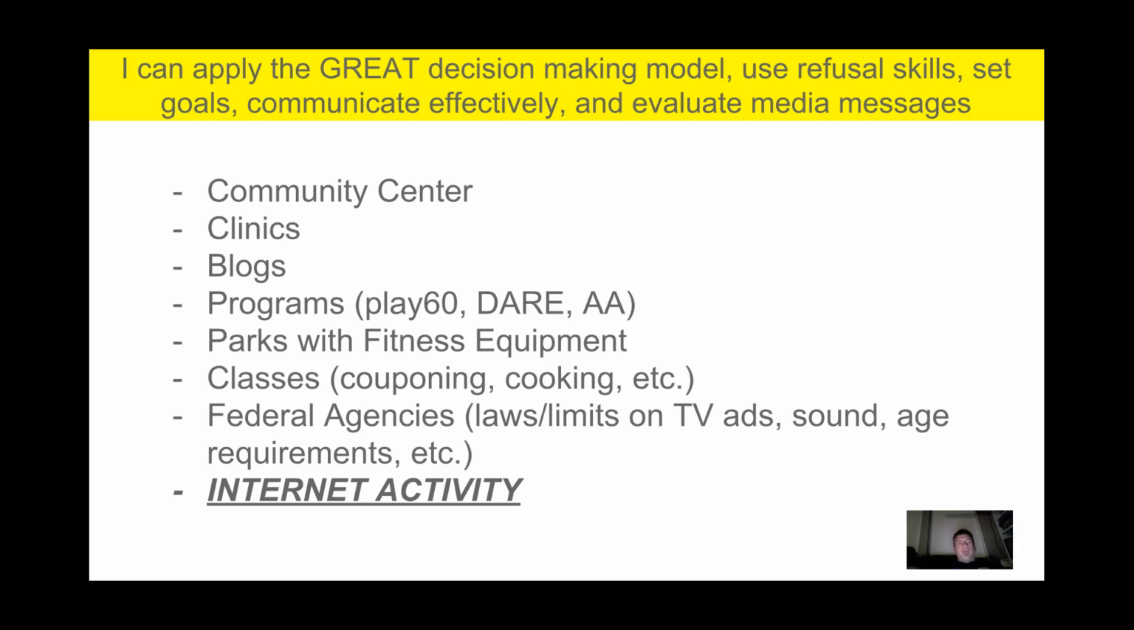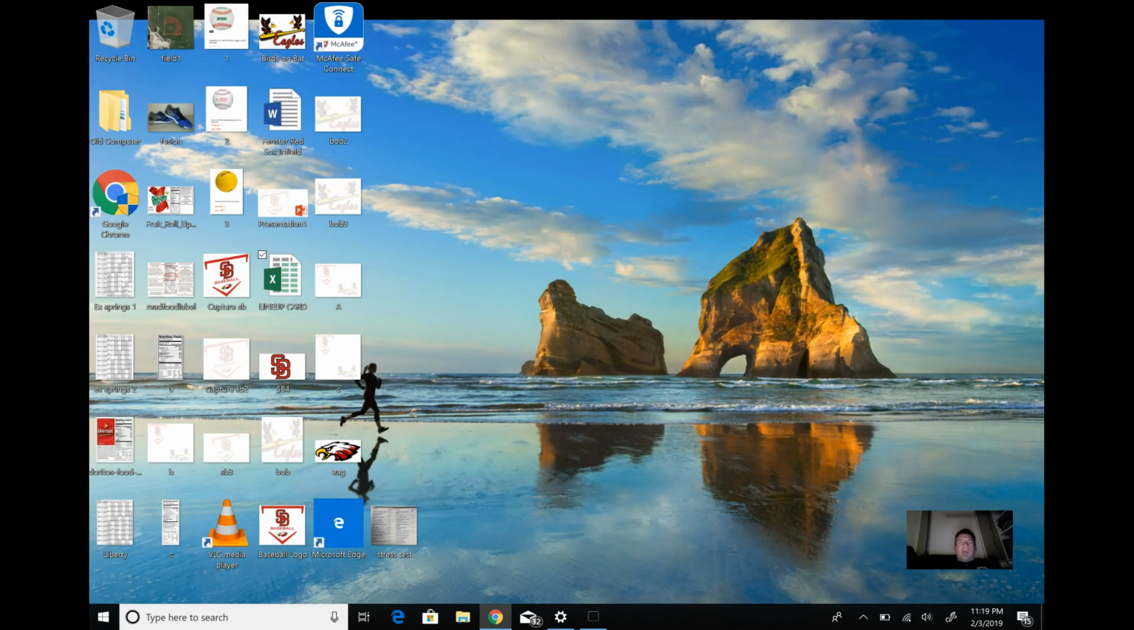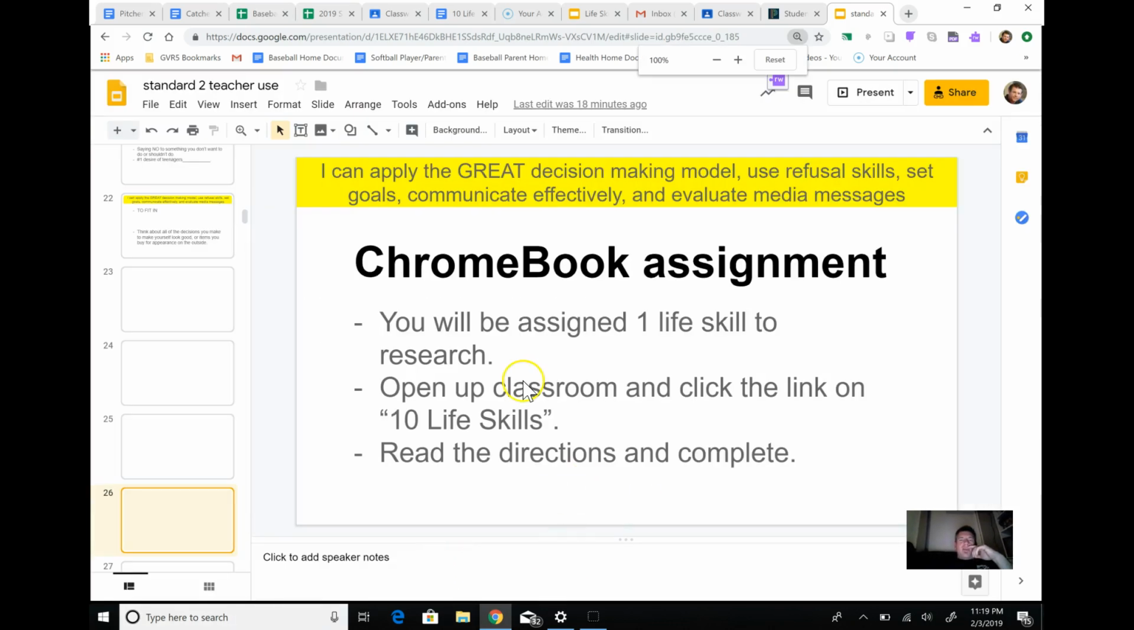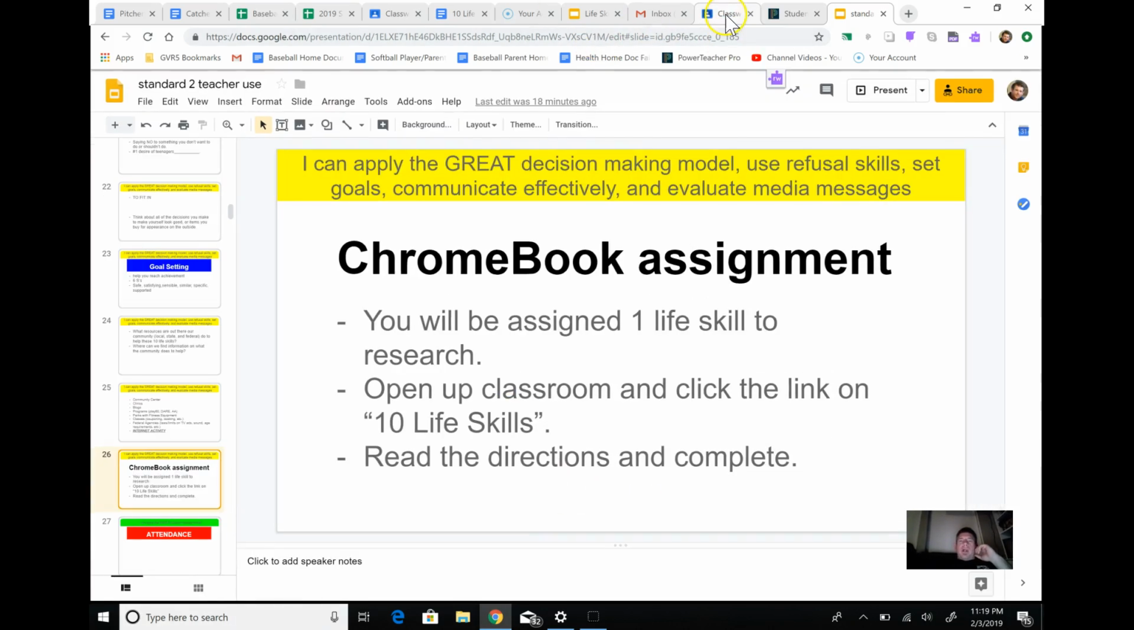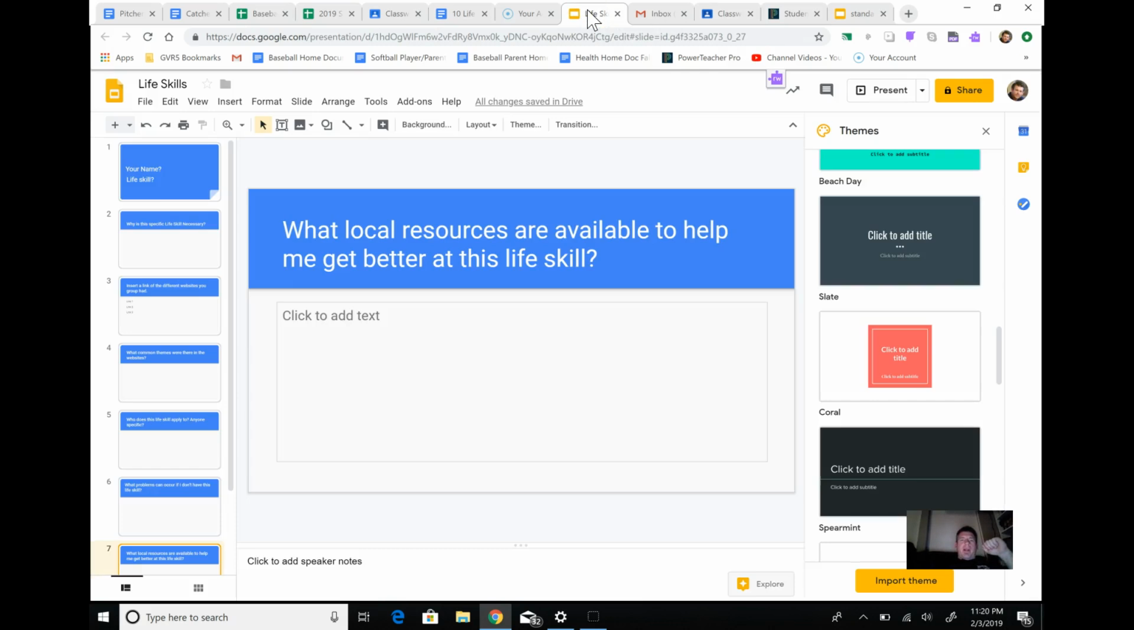So here are just some examples of places where you can find information on different things. We are going to use the good old internet today to find some resources and see what's out there. So you've got an assignment here, and I'm going to exit out of this so you can see. You're going to go to Classroom, and I don't have it in here yet, but you'll see it on yours. So there's a Lifeskills assignment, and it will actually open up a Google Slides, and this is it right here.